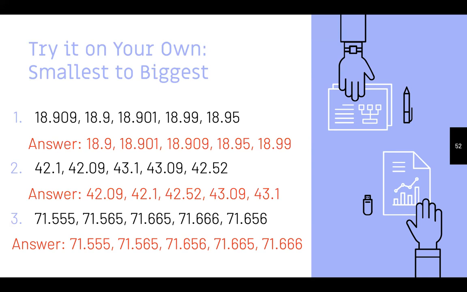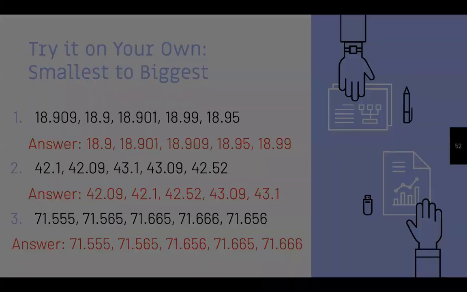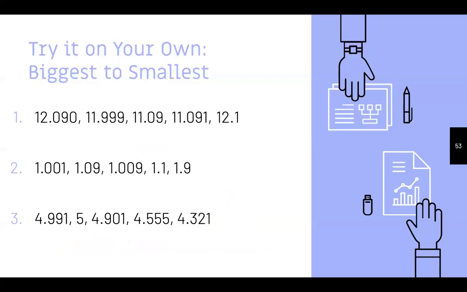For the next one, a little bit more complex. What I would do, right? We compare the 71.555 and 71.565. 71.555 is less than 71.565. Then we have compare the 0.656 and the 0.665, because, right, 0.666 is 1 greater than 0.665, but also 656 is less than 665. And biggest to smallest, try on your own.